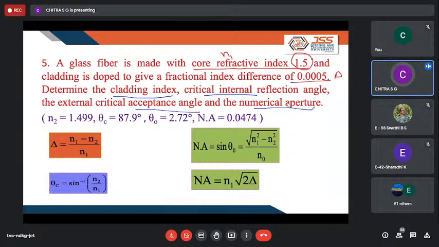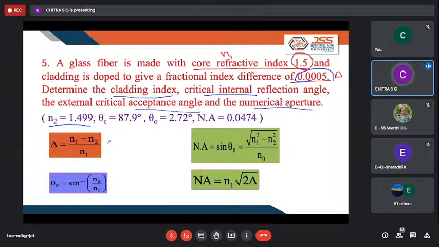First we shall see how to calculate the refractive index N2. I am using the fractional index change equation. So delta is given by n1 minus n2 by n1. Here delta is known and n1 is also known. So from this equation you can calculate n2, and you'll get the value of n2 as 1.499.